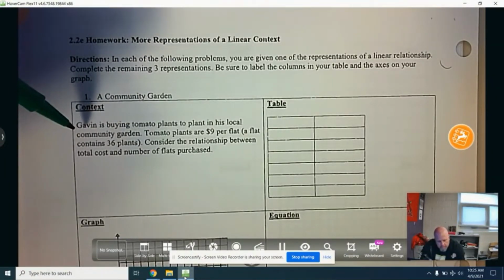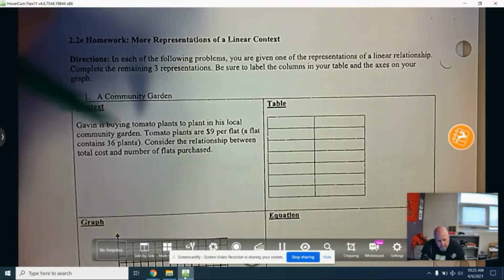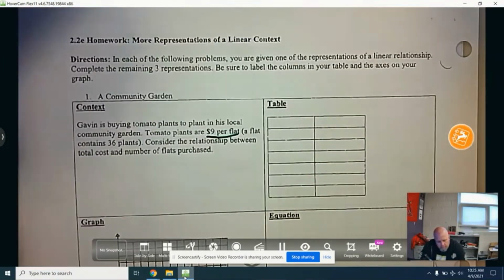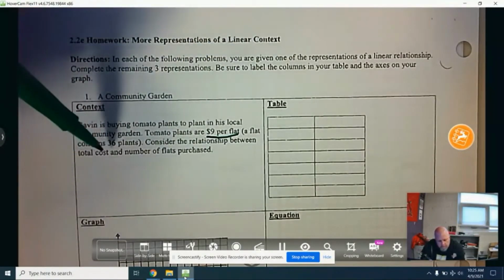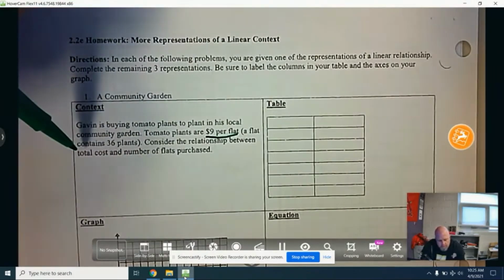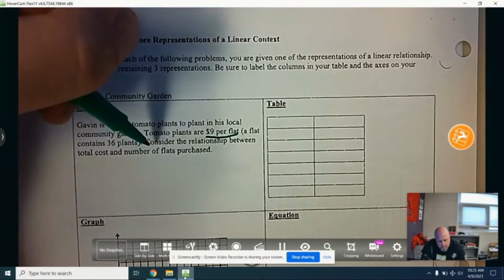Context means story. Gavin is buying tomato plants to plant in his local community garden. Tomato plants are $9 per flat. That's important, so I'm going to underline that, $9 per flat. A flat contains 36 plants. Well, this part is just trivia, nothing we actually need for this problem.